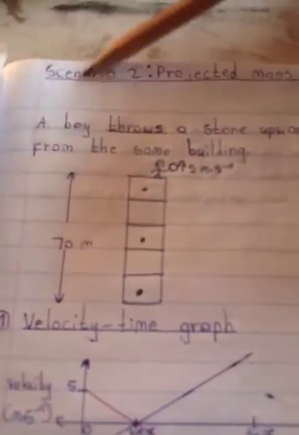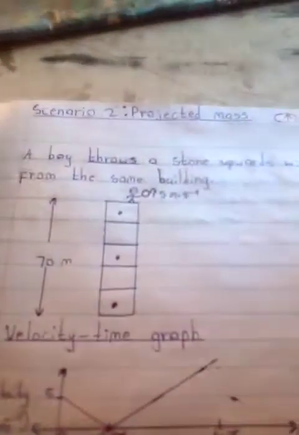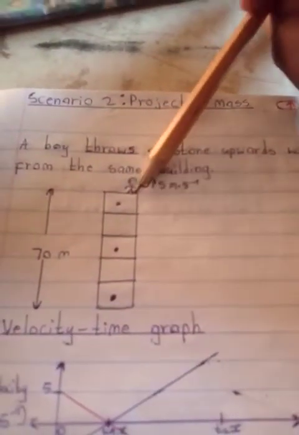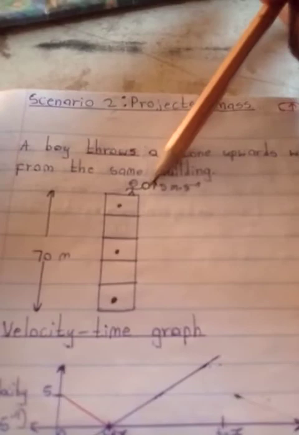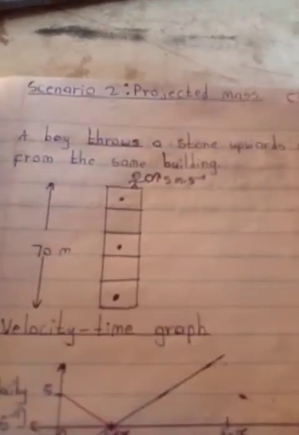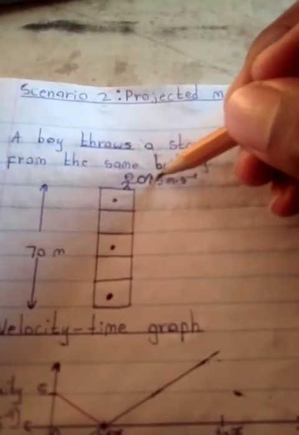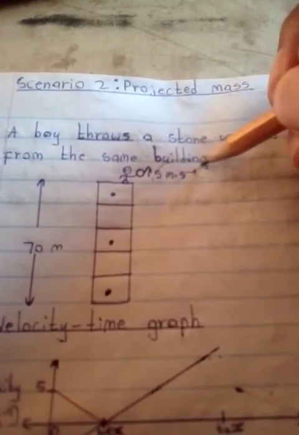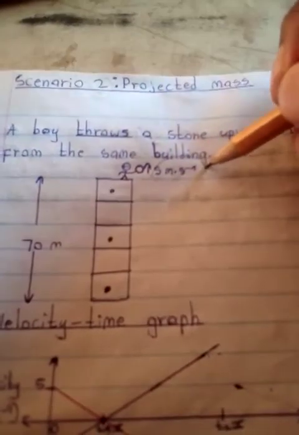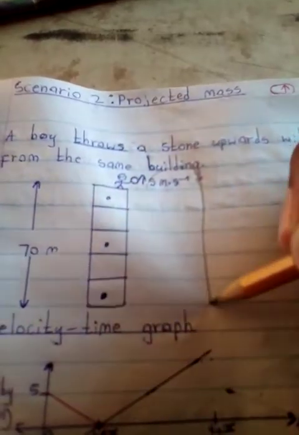Here we have scenario number 2, which is projected motion. Like you have a person standing at the top of a building. That person throws something with an initial velocity. You see, that object will go upwards. It reaches its maximum height. It goes back to where it began, and then falls straight to the ground.